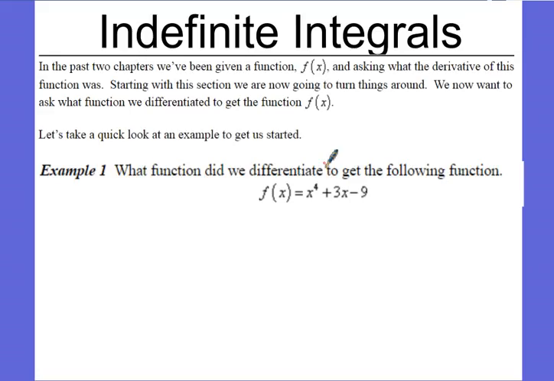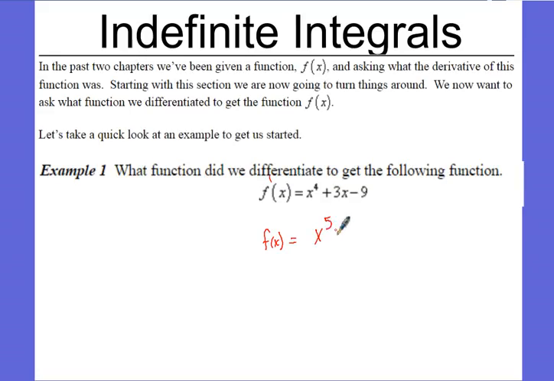So let me show you. It says, what function did we differentiate to get the following function? So this was our answer at the end. This was our answer after we took the derivative. Got it? So I want to know what was the original. Well, very simple, okay? So if this was f prime of x, the original was what? Well, this is simple. If I ended up with x to the fourth, what exponent did it used to be? So obviously that one's simple, right?